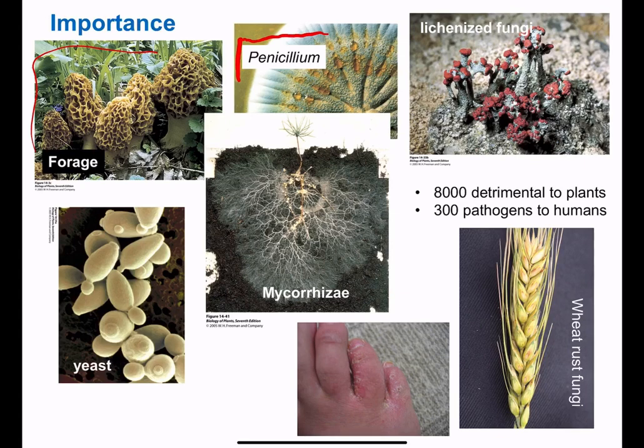Well, other important things, lichenized fungi, we're going to talk about those in the next video. Mycorrhizae, these are the relationships between fungi and plants. Yeast, fermentation, again, food for animals and humans. Also, lots and lots of medical conditions come from fungi. In fact, there are about 300 species of fungi that are pathogenic to humans, and about 8,000 that are detrimental to plants, and therefore indirectly to humans.